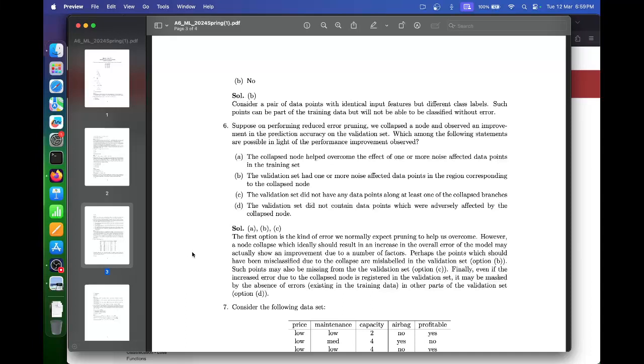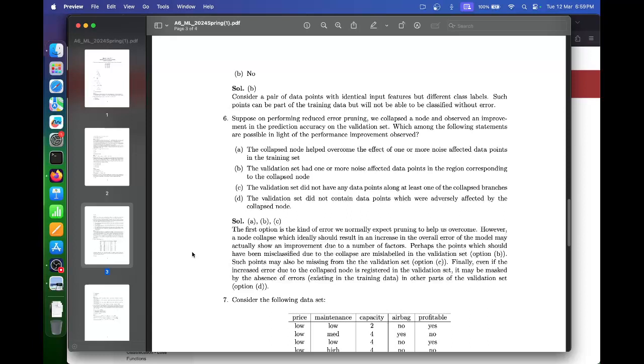And option C is the validation set did not have any data points along at least one of the collapsed branches. And D is the validation set did not contain data points which are adversely affected by the collapsed node. Now option D cannot be correct because the validation accuracy is increasing certainly. So some data points in the validation set are getting affected because of that collapsed node or the pruning. So option D is obviously not correct.